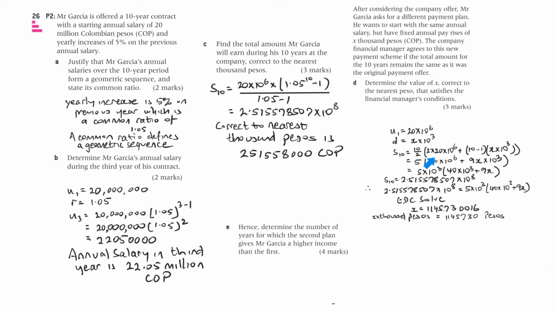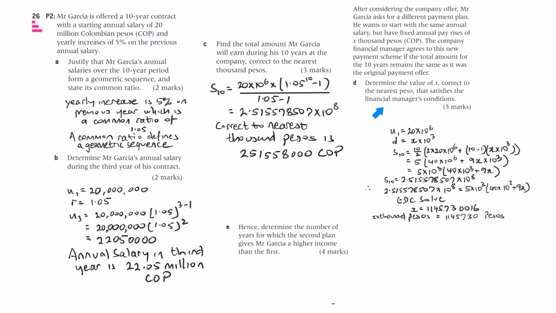The summation formula for an arithmetic sequence is n on 2 times U1 plus n minus 1 times d. N on 2, that's 5. This would be 40 times 10 to the 6. And we go through there, we've got 9x times 10 cubed. I've taken 10 cubed out, so it's 5 times 10 cubed times 40 times 10 cubed plus 9x.